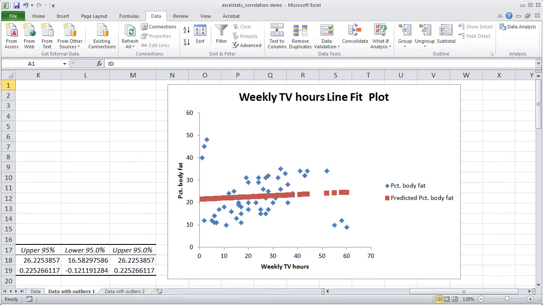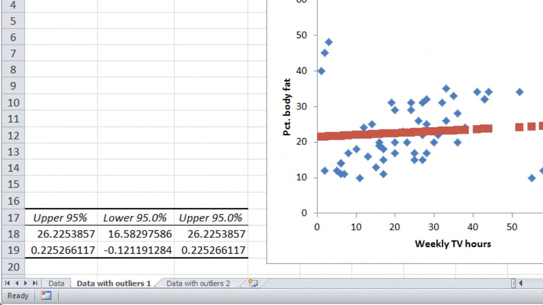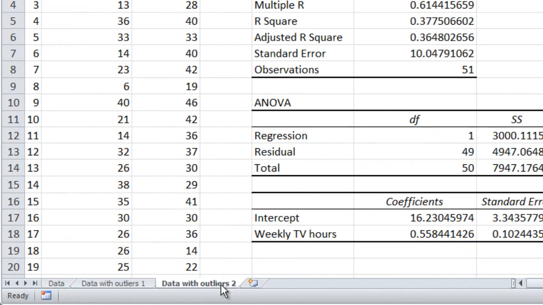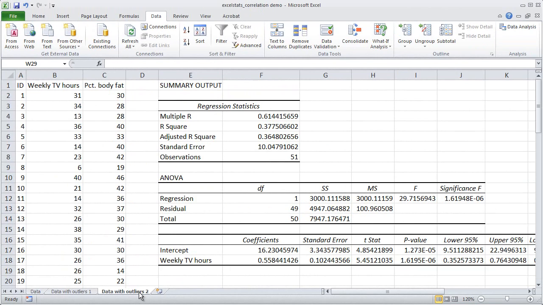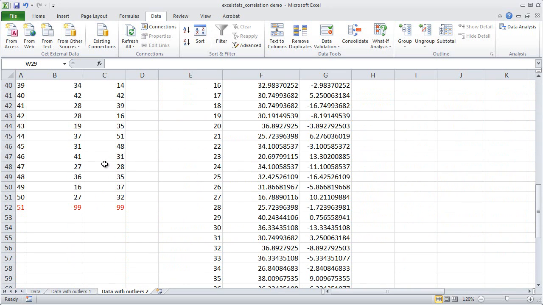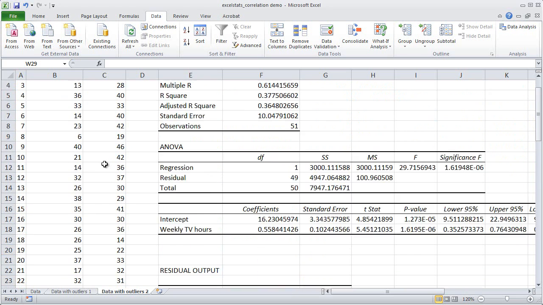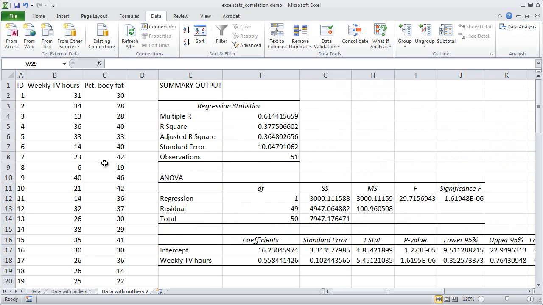Let's look at another way in which outliers can cause problems in regression analyses. Click with me on the Data with Outliers 2 tab right here. And here in columns B and C, we again have data for weekly number of hours spent watching TV and percentage of body fat. But in this case, these numbers were randomly generated. I just made them up. So there should be little or no correlation between columns B and C. But at the very bottom of the columns, the very last case, I've included one person who supposedly spends 99 hours a week watching television and has a 99% body fat rating. So this person is going to be kind of unusual, to say the least, compared to everybody else.